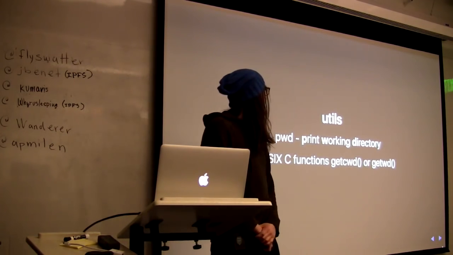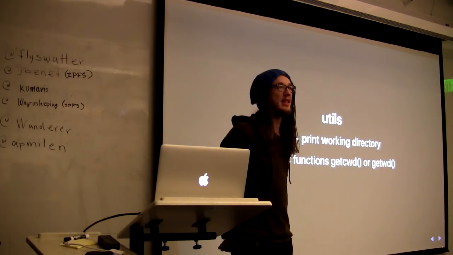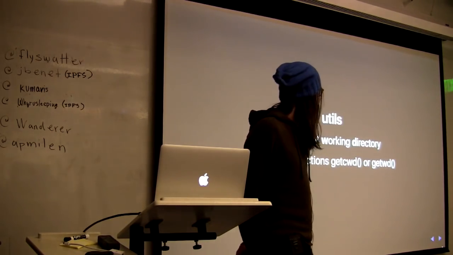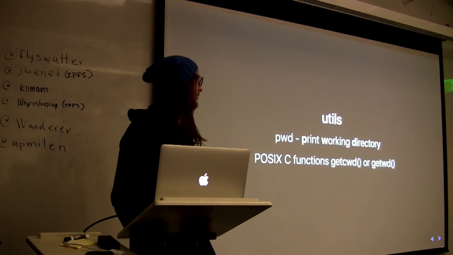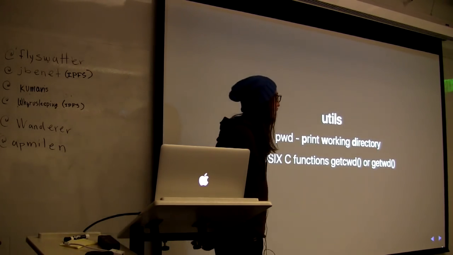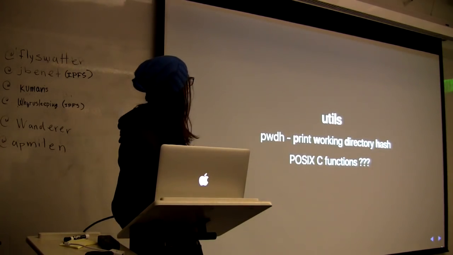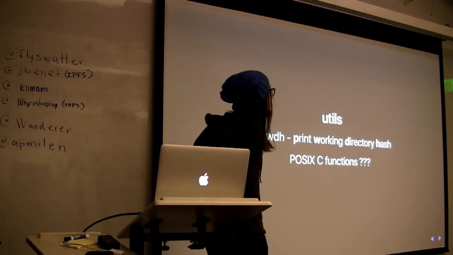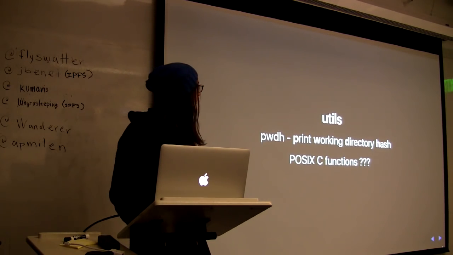Unix and Linux has print working directory. This is actually most of the time implemented in your shell. It's not implemented as a user space program necessarily, but it's always built off POSIX functions, get current working directory or get present directory. So ideally we would have maybe something like print working hash, print working directory hash, to get the current root hash.